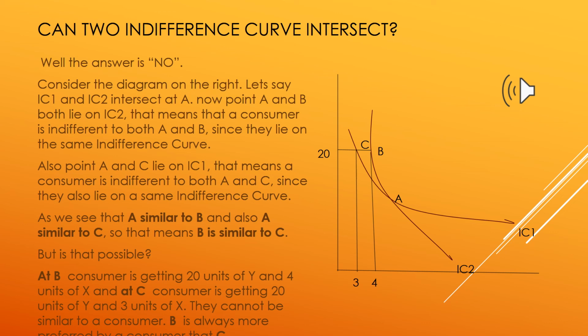So this completely contradicts the statement that the consumer is indifferent to B and C. That means that two indifference curves can never intersect. Clear?